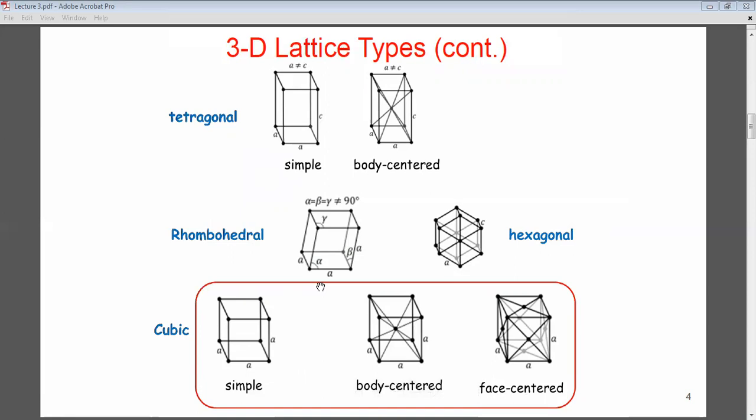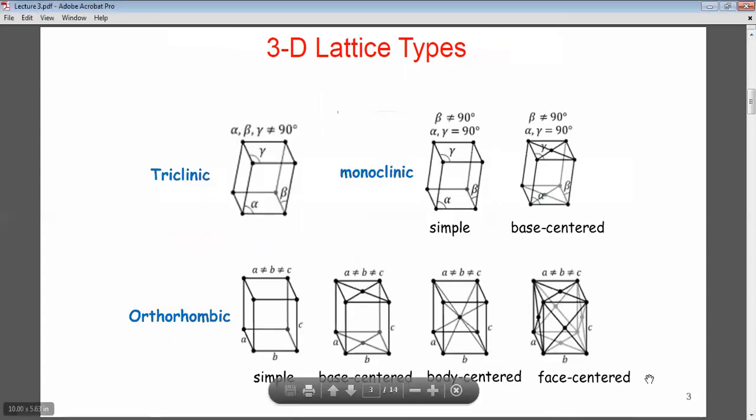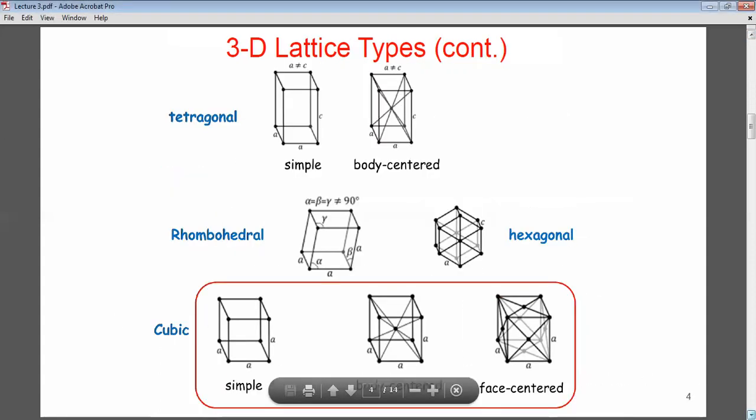Now, what I want to tell you is that you need to breathe. We will not be learning about all these 3D lattices. We will focus only on those where the axes are perpendicular. So we will focus on the cubic, the tetragonal, and the orthorhombic. These are the only ones that we will encounter in this course, and mostly the cubic, actually.